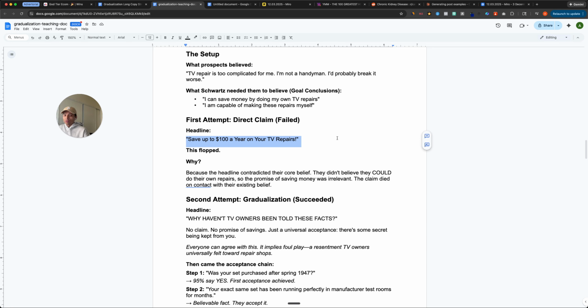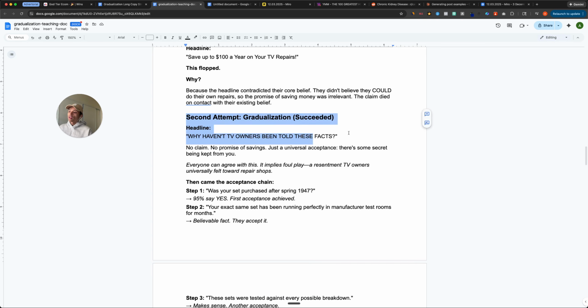It just assumes that people want to save $100 a year on their TV repairs. But if people don't believe that they can actually fix their own TV, that it's too complicated, they're just going to break a bunch of stuff, then obviously they're not going to resonate with a headline that just says save up to $100. So here's the second attempt, and this headline crushed. It's one of the most famous ads of all time, and it starts with the headline, "Why haven't TV owners been told these facts?" So there's no claim, no promise of savings, no benefit, no mass desires, no nothing.